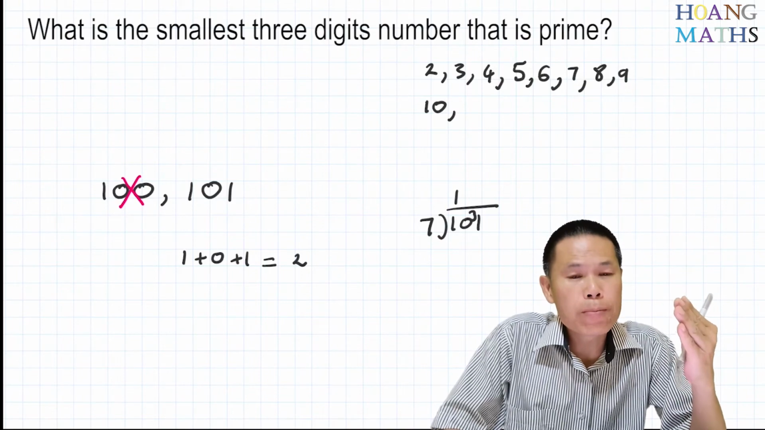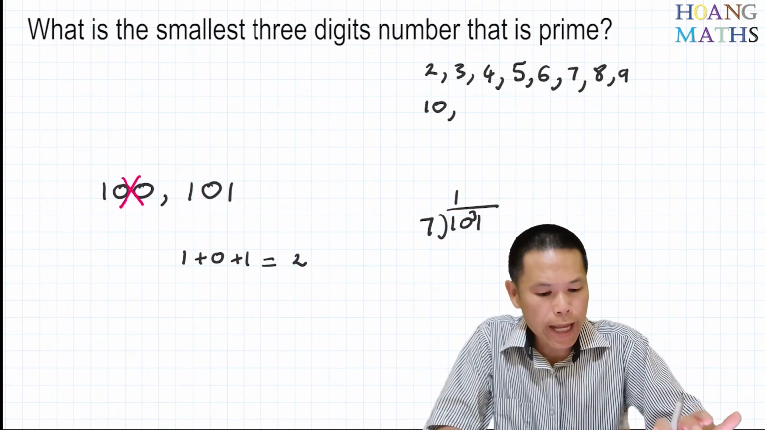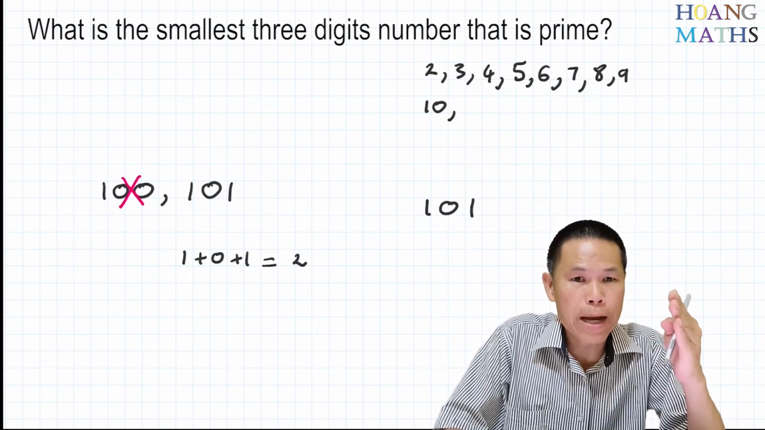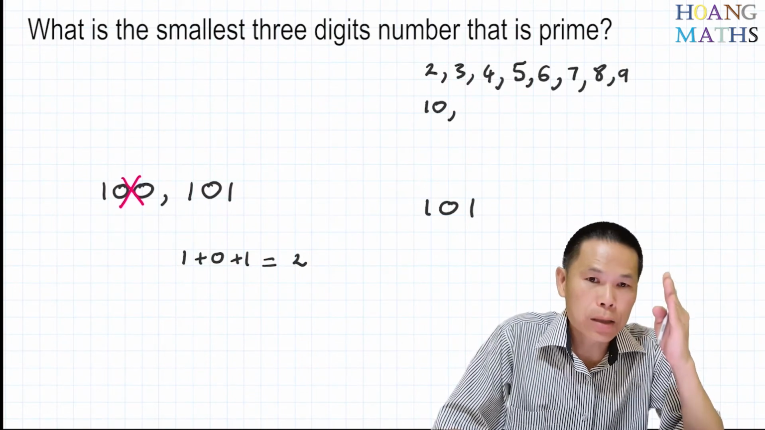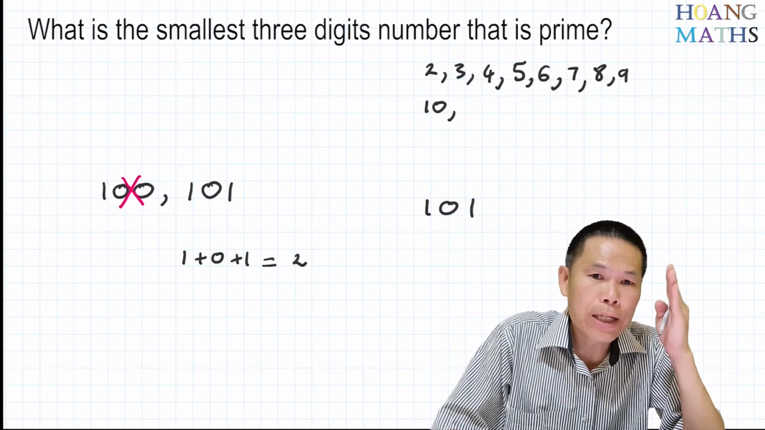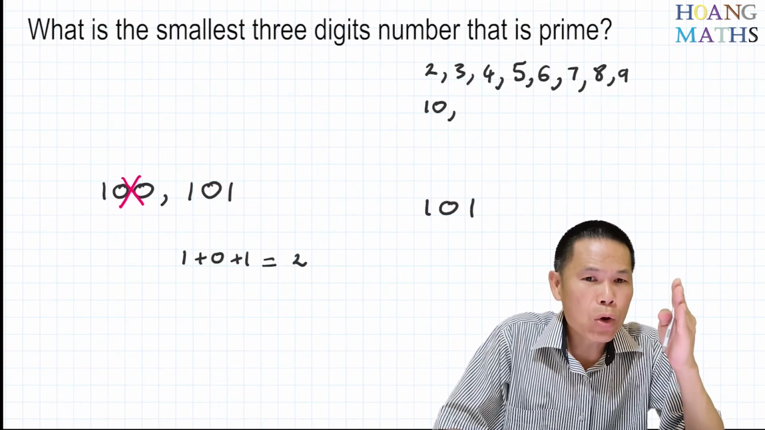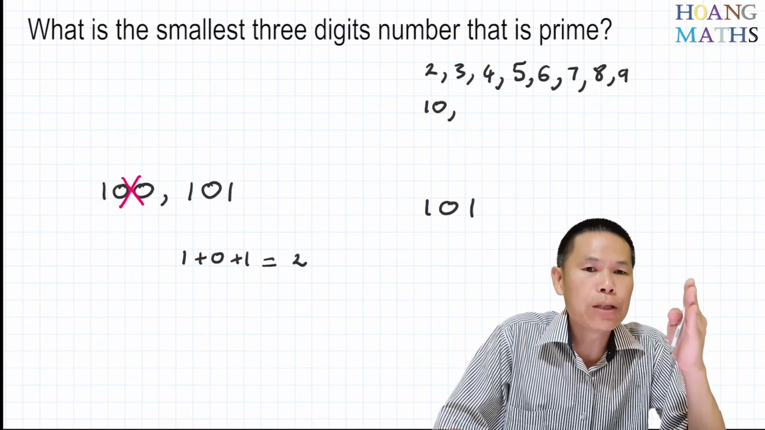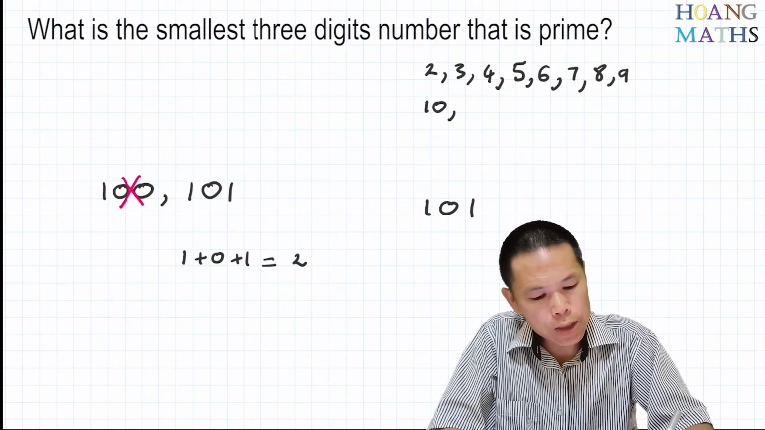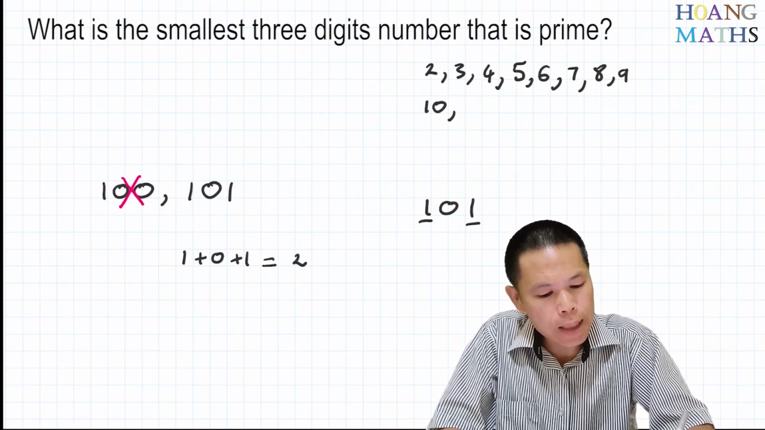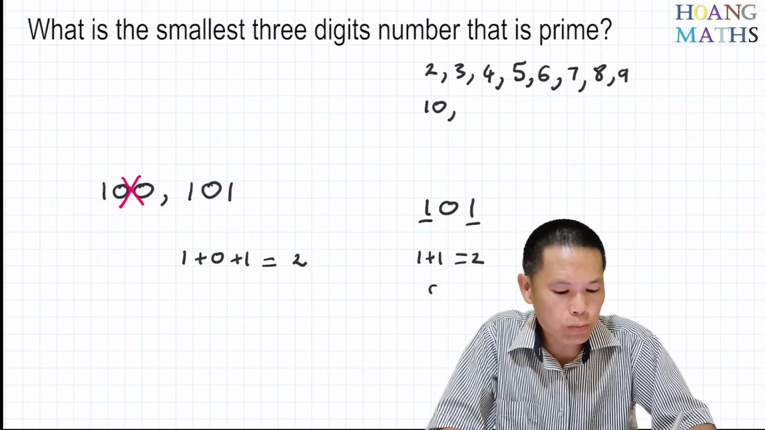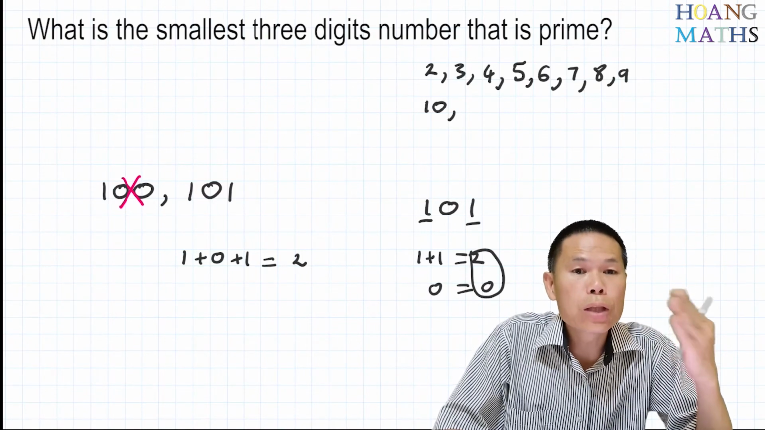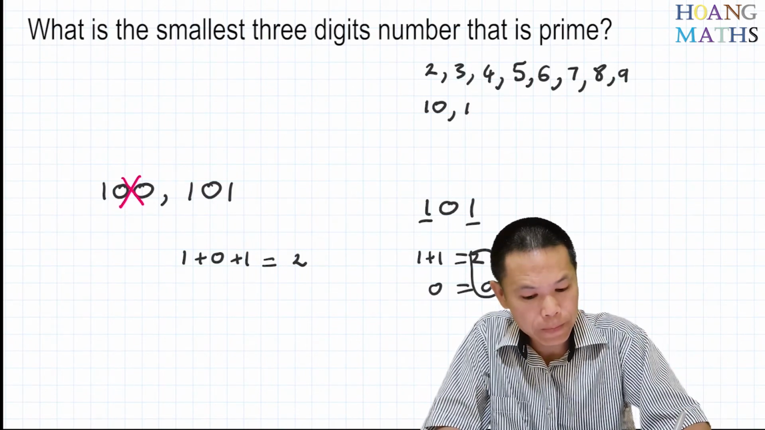And is it divisible by 11? Well, let's work it out. So in order to be divisible by 11, the sum of the odd digits minus the sum of the even digits, if it equals 0 or a multiple of 11, then divisible by 11, right? So this is first, second, and third. So 1 plus 1 equals 2, and 0, we just write it down. So therefore, the difference is 2. So therefore, not divisible by 11.